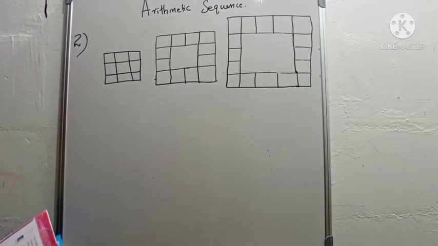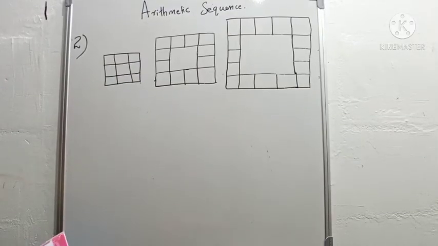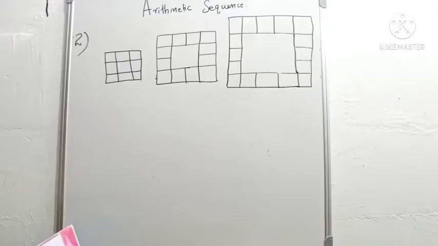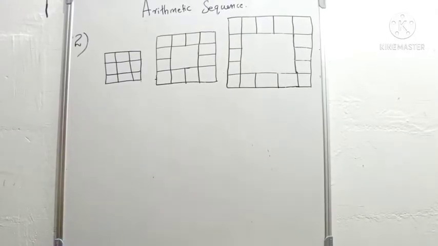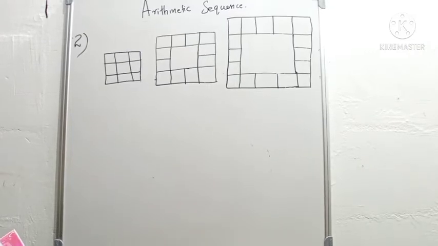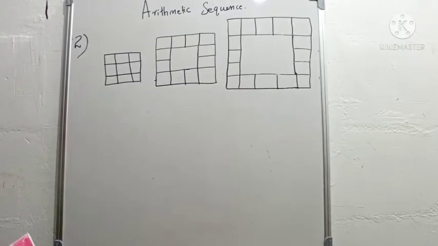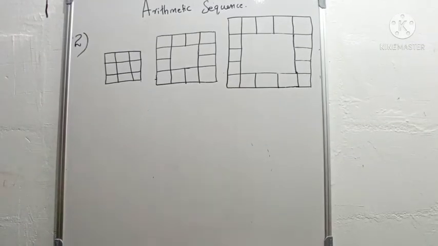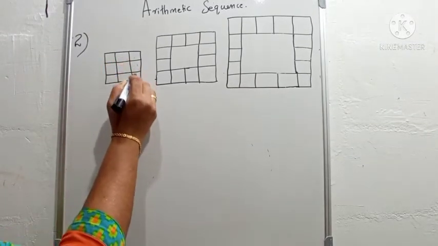Today we are discussing the second exercise of arithmetic sequence, which is the first chapter of class 10 mathematics. And this is the second question of third exercise. Look at these pictures. If the pattern is continued, do the numbers of colored squares form an arithmetic sequence? Give reasons. Colored squares means these squares.